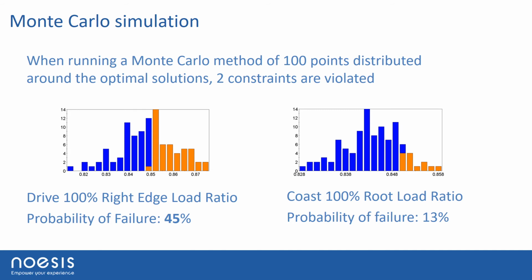Now we're going to try to find a design that is not failing for the drive 100% and the coast 100%. We'll go back to Optimus and say, all right, now the constraint is not going to be 85% for all those ratios. It's going to be 85%, but we want to be sure, even if you have some difference in the input, that those constraints won't be violated. And we want all those points here to be blue. We don't want any orange, which means we are above 85%.